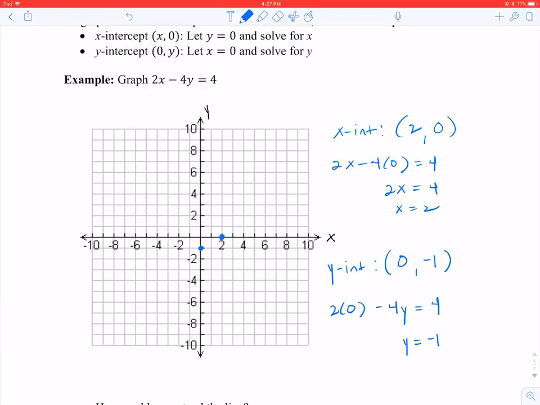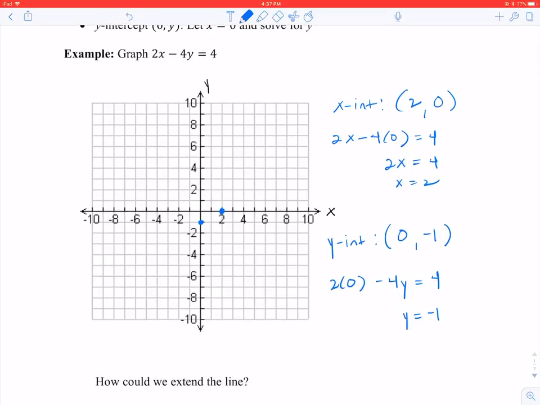Now, 2 points define a line. So there is a unique line that will pass through any 2 points. But what if we wanted to extend this line? So right now I could draw the line, and it would be the line that this equation, 2x minus 4y equals 4, represents. But if we want to extend the line, we could always use the slope.